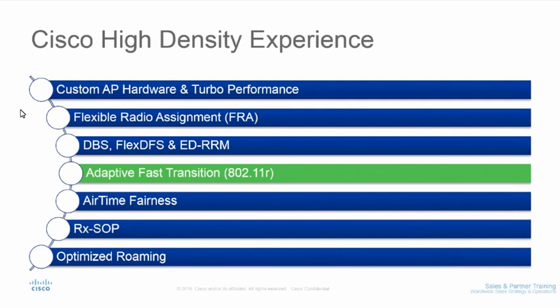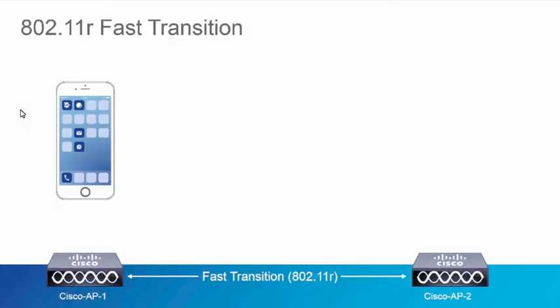Now, although this is a standard, there are some things that we've done that are a little bit different, a little bit special. So let's take a look at that. Okay, so here I have two Cisco access points, AP1 and AP2.